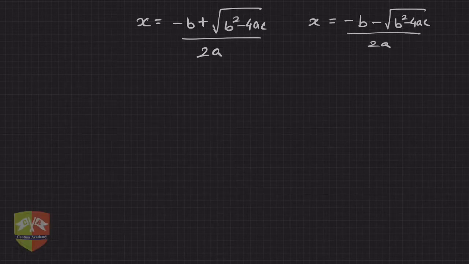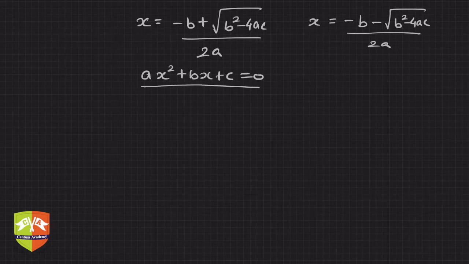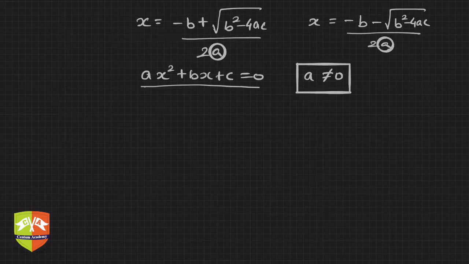Now, clearly, since we are dealing with a quadratic equation ax² + bx + c = 0, and it was given that a is not equal to 0, we are safe. Clearly, if the denominator here becomes 0, then it's a problem, right? But that is dealt with by the fact that a is not equal to 0. So, for this x to be real, we must have this quantity b² - 4ac greater than 0. Or even if it is 0, it will be fine.